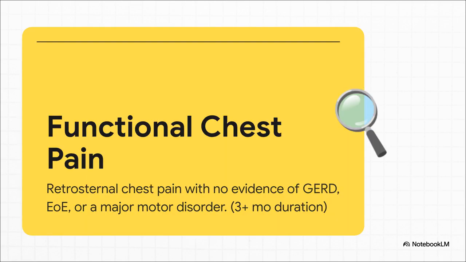So what if you do all of that? The endoscopy, the pH monitoring, the manometry, and everything comes back negative? What then? Well, you've just arrived at a diagnosis of exclusion, functional chest pain. It's defined not by what it is, but by what it isn't. It's chest pain without any of those other causes, and it has to fit specific time criteria.